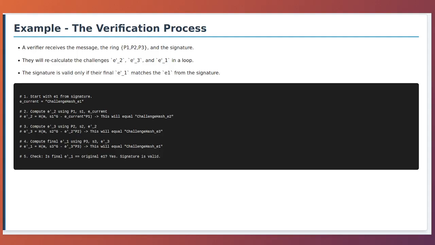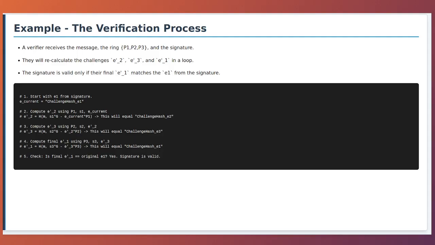Because Alice used her private key to calculate S1 precisely, the verifier's calculation of E2 will yield the exact same value as the E2 Alice used to start her chain. This consistency will propagate through the entire loop. When the verifier computes their final E1, it will be identical to the "challenge hash E1" they started with.